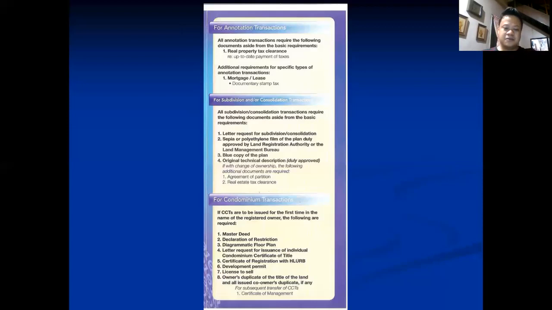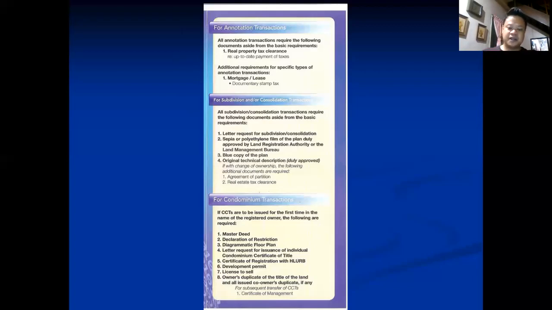So if a condominium certificate of title is to be issued for the first time, the following are required. What is number one? The master deed. Condominiums have a deed of restrictions. Even subdivisions also have a master deed, which contains the restrictions and so forth. Now, the declaration of restriction. The diagrammatic floor plan. Letter request for issuance of individual condominium certificate of title.